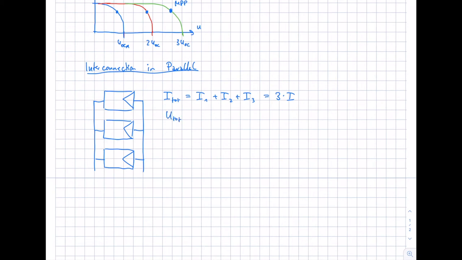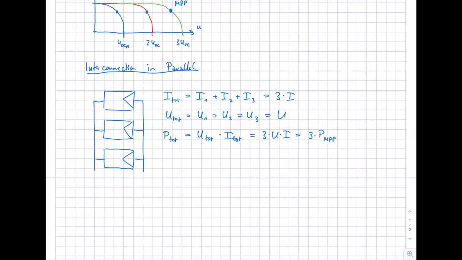So this is 3 times the current of just one module. And the total voltage, of course, keeps unchanged, and there is no change in the voltage. And of course, this gives us the total power of the system. That's again U total times I total, and that is 3 times U times I, and then this is 3 times the PMPP of just one module.